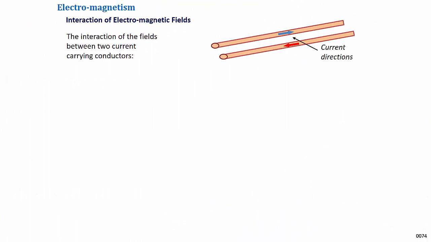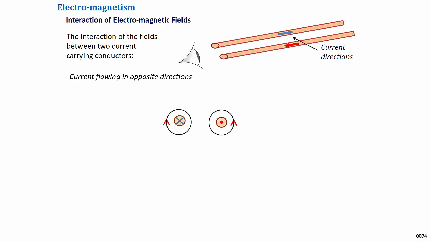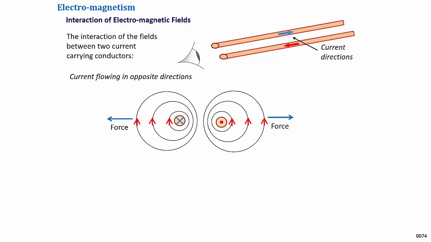If two current-carrying conductors are run in close contact and parallel with each other, the fields generated by each conductor will interact. Consider the situation where the current is flowing in the opposite direction in each conductor. Using the corkscrew rule, we know that the surrounding fields will be as shown. As a result, the two fields will become compressed in the gap between the two conductors, and the magnetic force will push them apart.